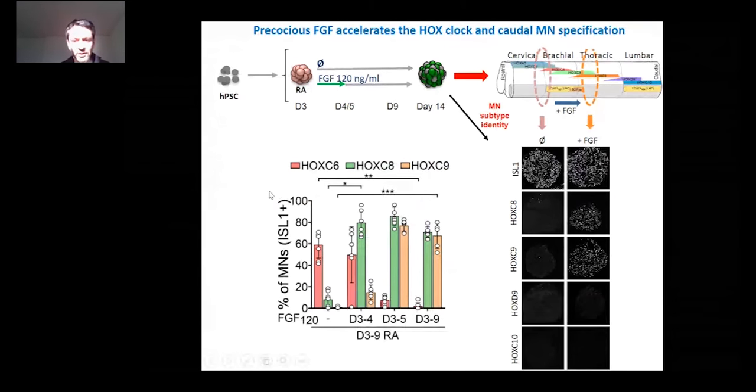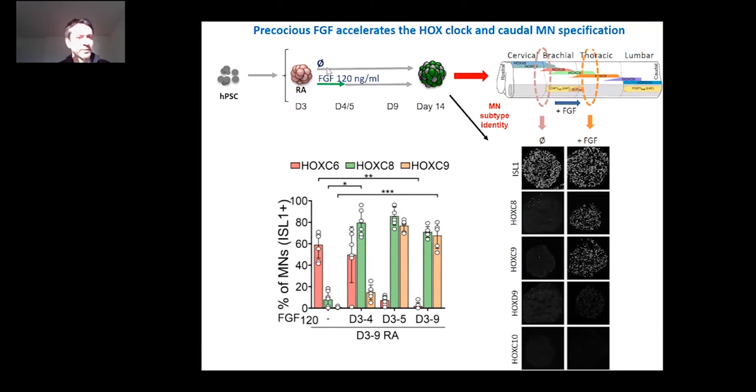In all these cases, we couldn't generate more caudal subtypes of motor neurons, suggesting that either the axial progenitors generated were not competent to generate the caudal lineage, or were requiring other cues to further accelerate the clock.